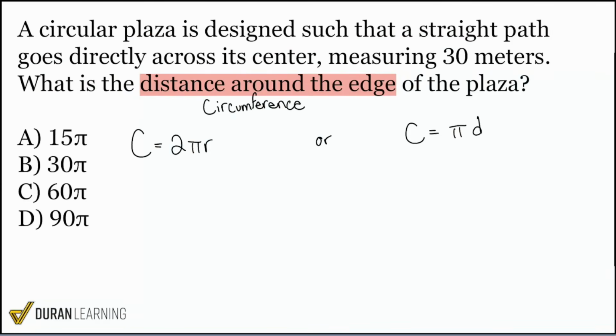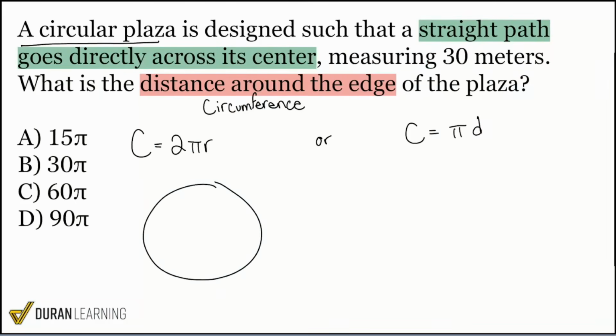This is a moment where, again, it's very common for a lot of folks to feel a little closed off, a little anxious about not having it really given to you. But stay calm, cool, and collected. Read through one sentence at a time. A circular plaza is designed such that a straight path goes directly across its center. Again, straight path goes directly across its center.